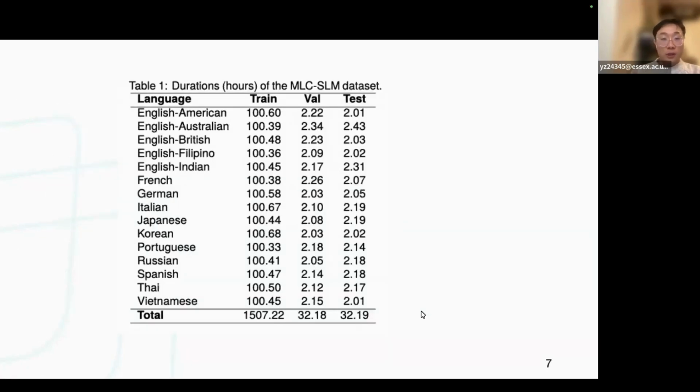We conduct our experiment on the MLC-SLM dataset. It's a multilingual dataset containing 11 different languages and also 5 different English dialect variations. In total, it has 1,500 training hours, 32 hours of validation sets, and 32 hours of testing sets.